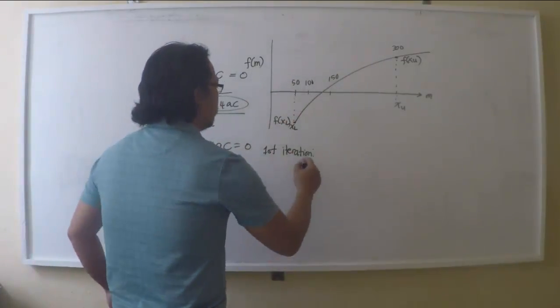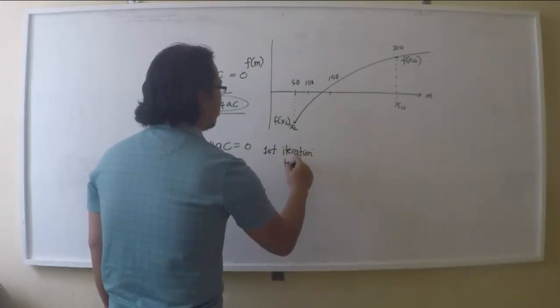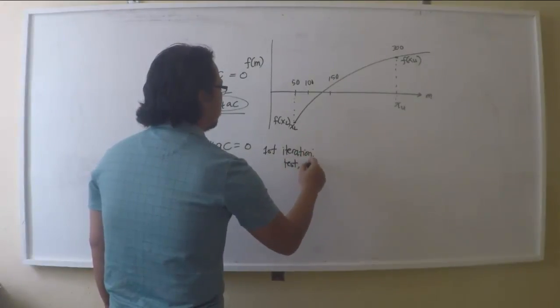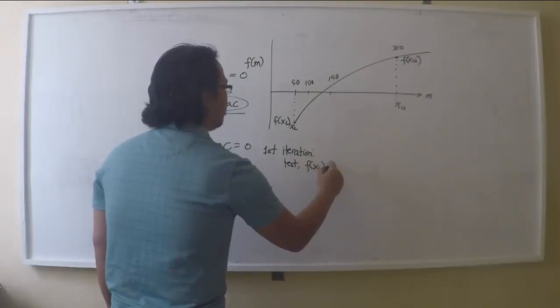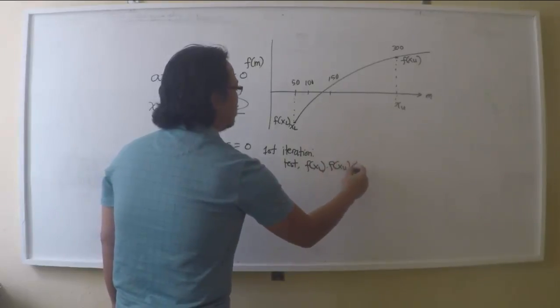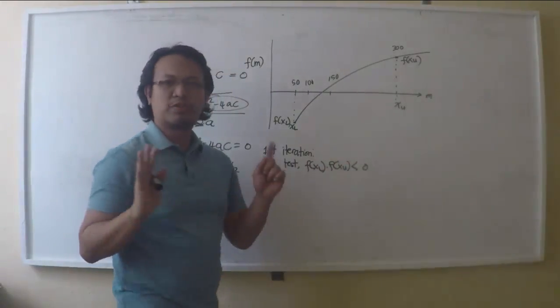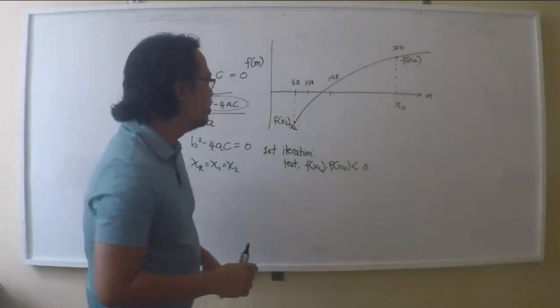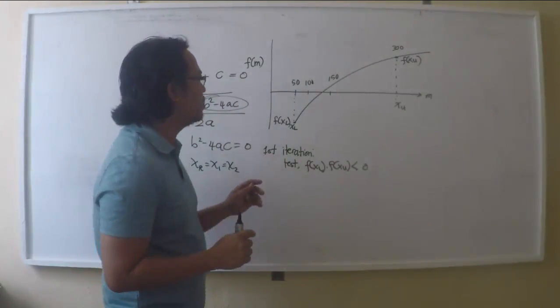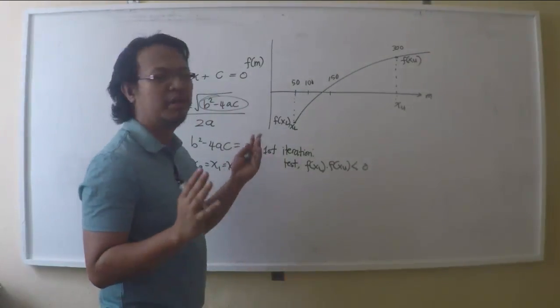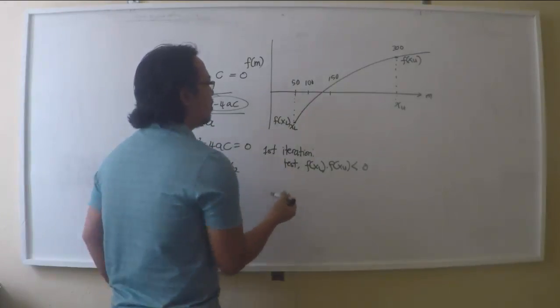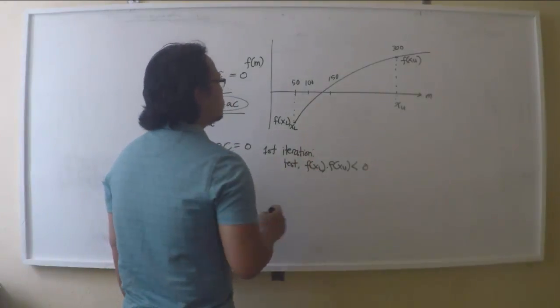It means that there's a test. You test first f of xl times f of xu. If this is less than 0, then there is one root or three roots. But since this is bisection, we will just say there might be one root. So there's a root.